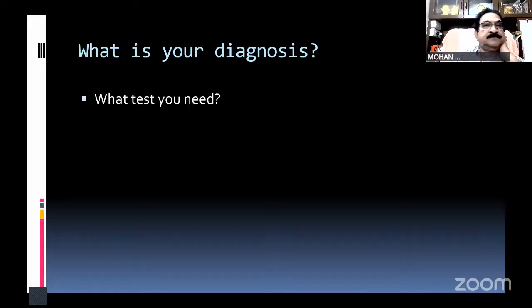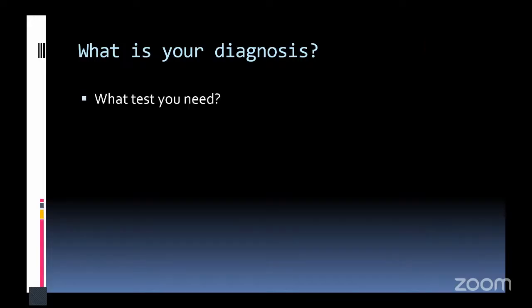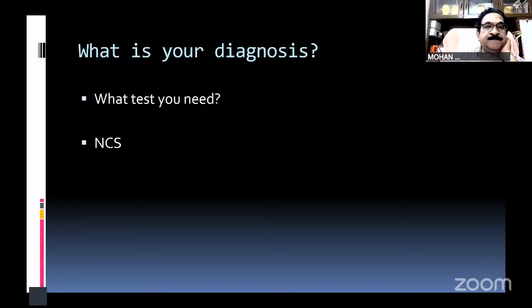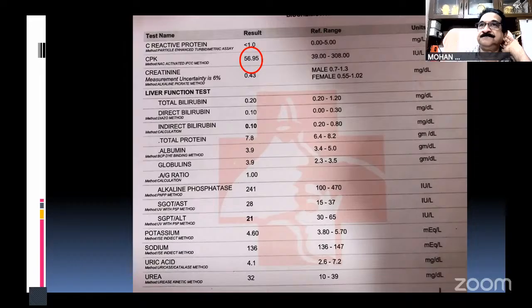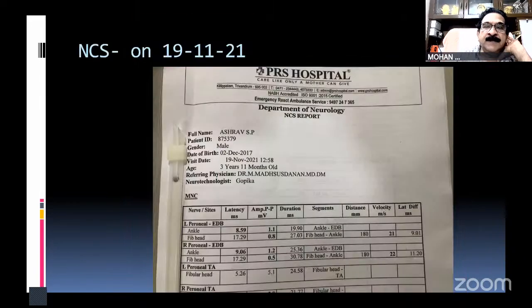So what test do you need now? Conduction. The conduction was done, and CPK because of the severe pain. I also did a CPK because we do not know whether the absent reflex was due to the uncooperation of the child. So this is the CPK. CPK was normal. Okay. Then proceeded with the nerve conduction.